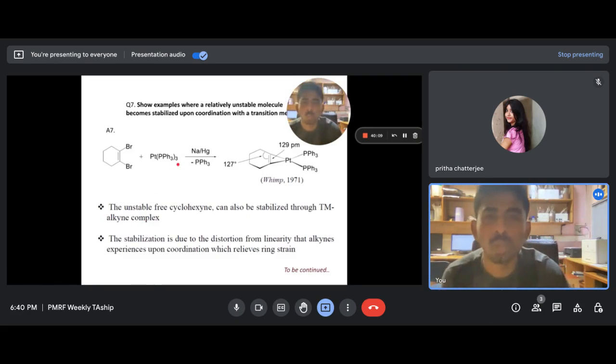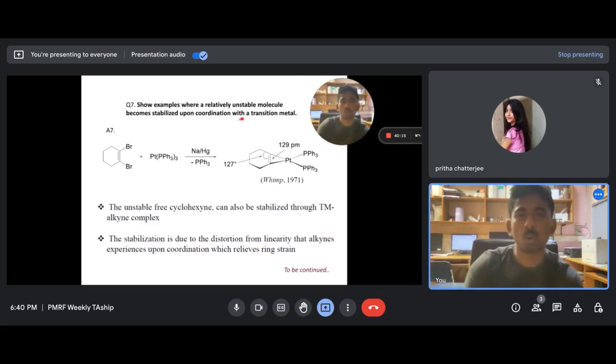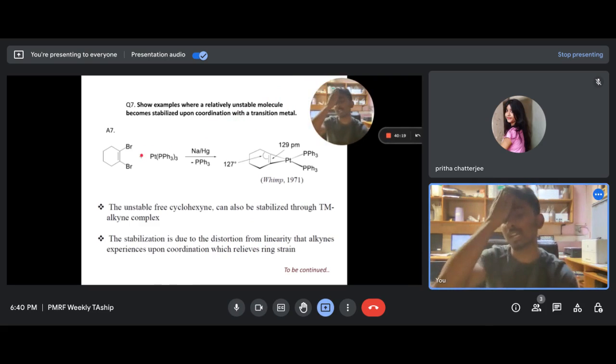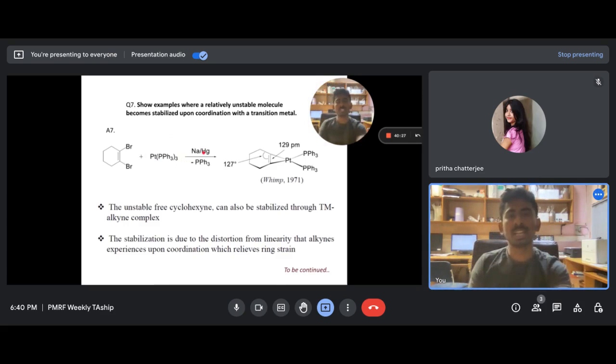The next example shows a relatively unstable molecule that becomes stabilized upon coordination with a transition metal. So here's the example. Here it is given 1,2-dibromocyclohexene. It is treated with Pt(PPh3)4 in the presence of the reducing agent sodium amalgam. So what is the corresponding product?